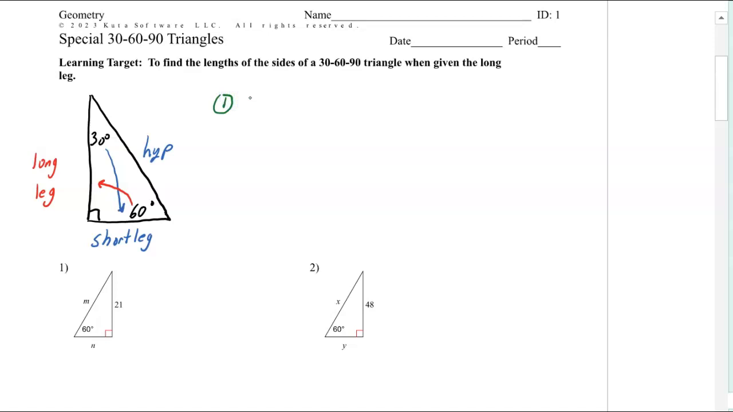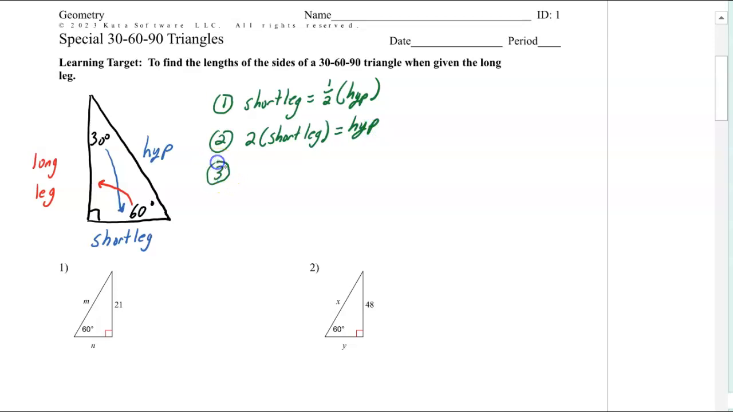The first one is that the short leg was equal to a half of the hypotenuse. Second one is 2 times the short leg was equal to the hypotenuse, which is just the reverse of number 1. The third thing we learned was that the long leg was equal to the short leg times the square root of 3.